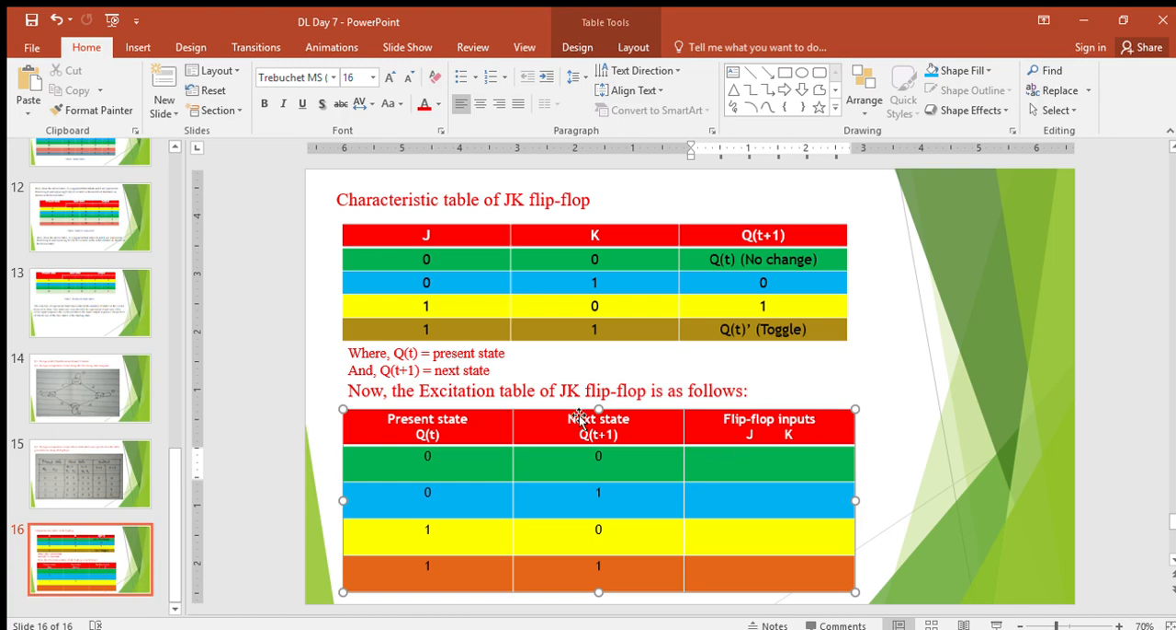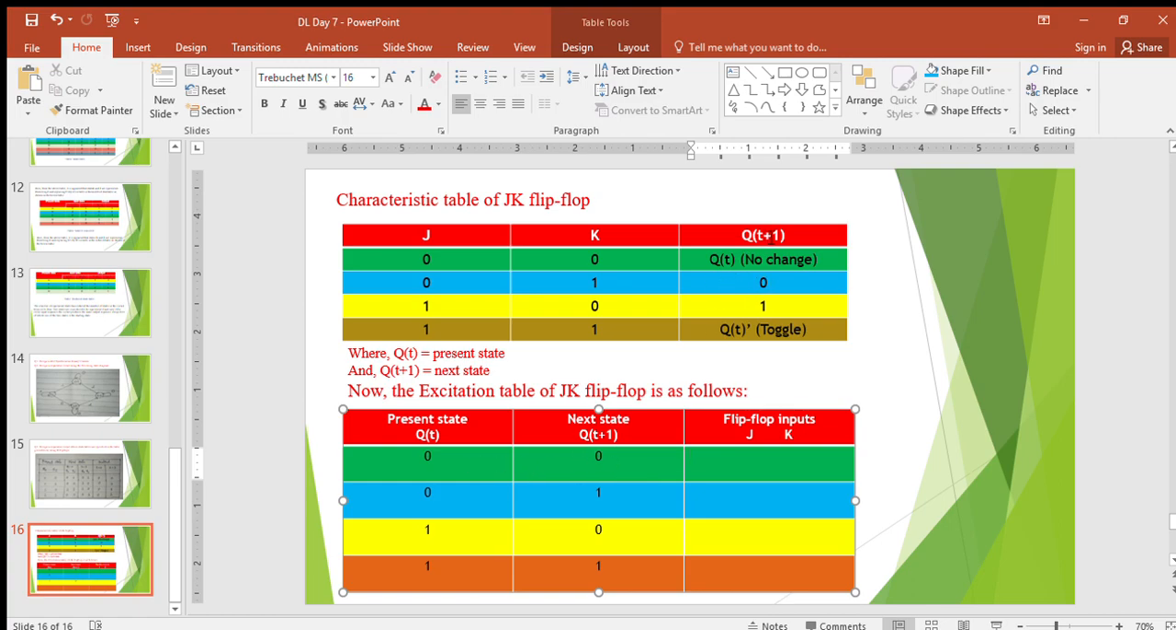Now, at first let's compare these both states, the present state and next state. Here it is 0 1 0 1, and here it is 0 0 1 1. On the basis of these present states and next states, we need to determine the values of the flip-flop inputs, that is J and K in the case of JK flip-flop. Now let's watch both the states, the present and next state, or Qt and Qt plus 1. Look here, both the values are 0. Qt is 0 and Qt plus 1 is also 0. It means it is the no change condition.